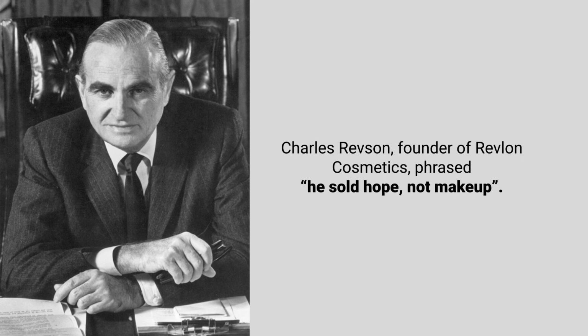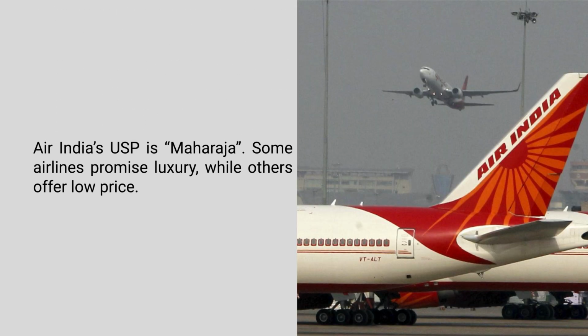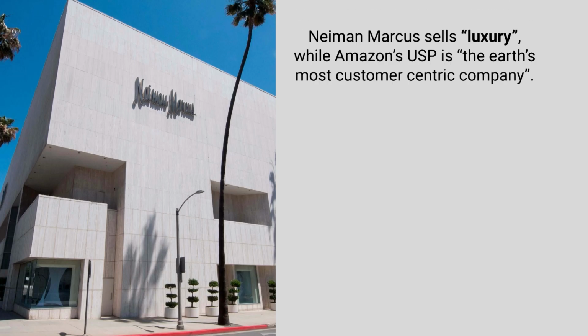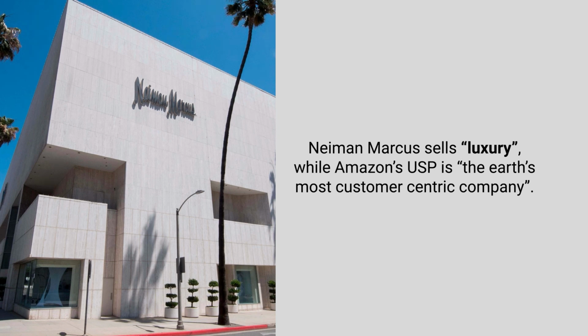To develop a USP, other companies' ads and marketing messages are analyzed carefully. Their USPs, if necessary, are further studied, and then the company tries to distinguish its product from other products in the form of a slogan, or even sometimes you would have heard phrases or sentences. Charles Revson, founder of Revlon Cosmetics, phrased, "He sold hope, not makeup." Air India's USP is Maharaja. Sometimes airlines promise luxury while others offer low price. Neiman Marcus sells luxury, while Amazon's USP is being the Earth's most customer-centric company.